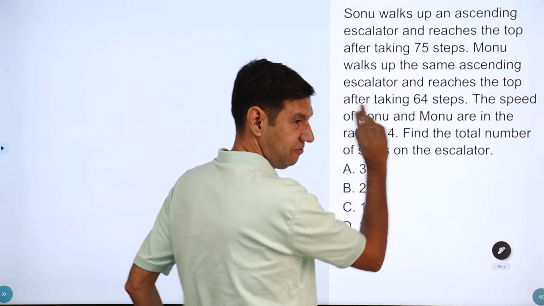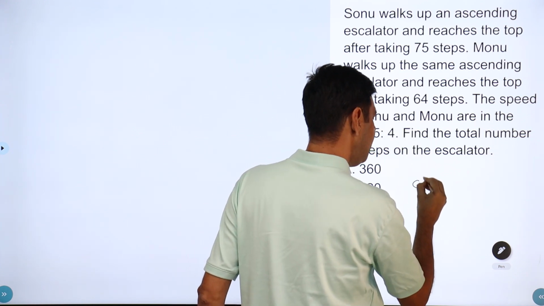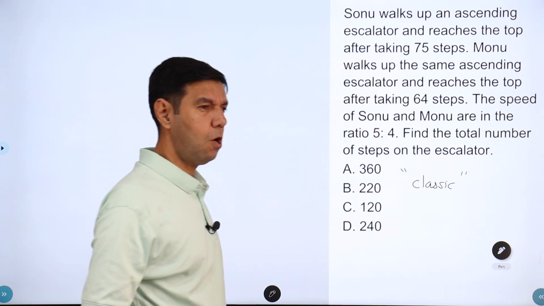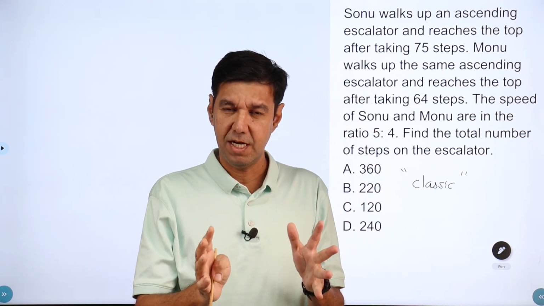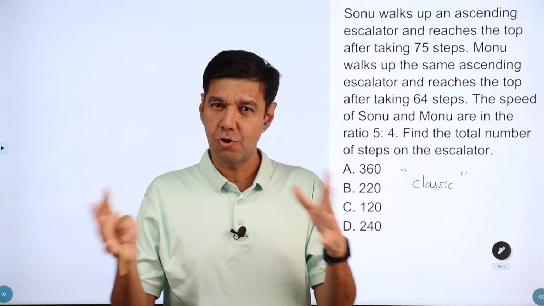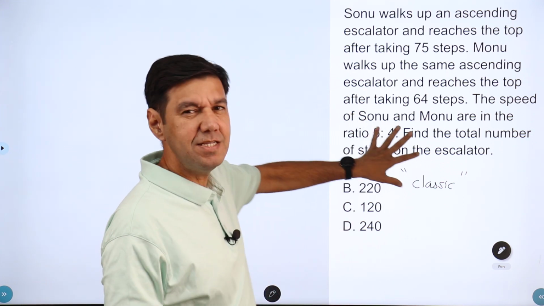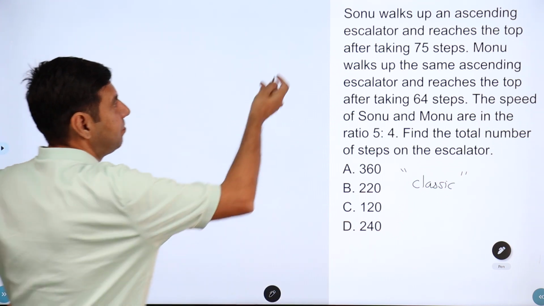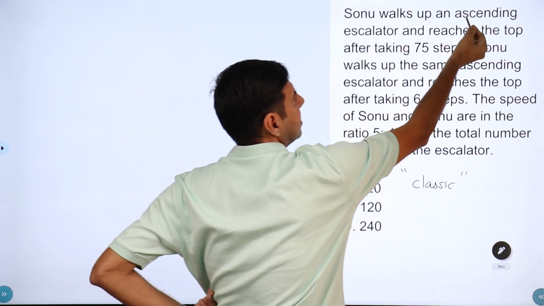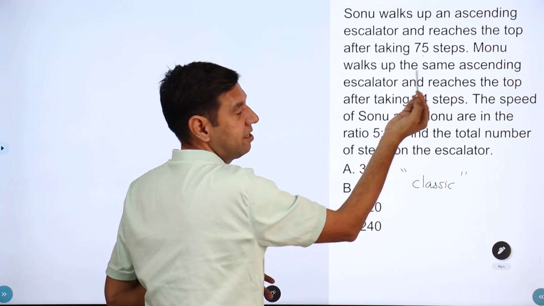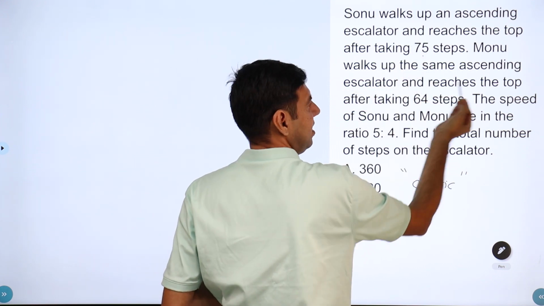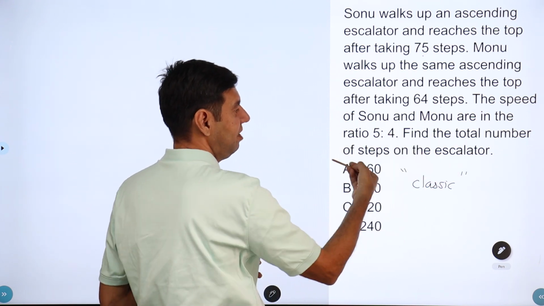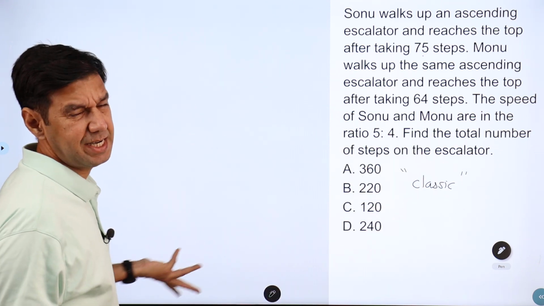Now this question, the first one that was asked, is a very classic question. Even today, almost all the doubts and questions that float around on escalators are very similar to this, just the values keep differing. So let's see. Sonu walks up an ascending escalator and reaches the top taking 75 steps. Monu walks the same ascending escalator and reaches the top taking 64 steps. The speeds of Sonu and Monu are given, and find the number of steps. Very easy data.